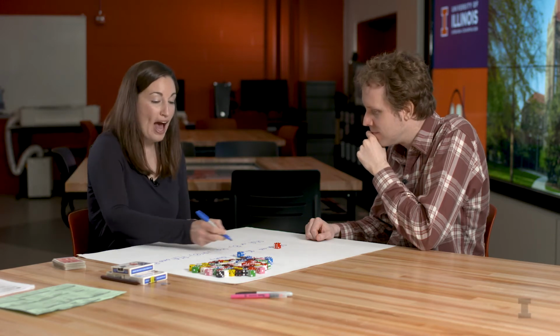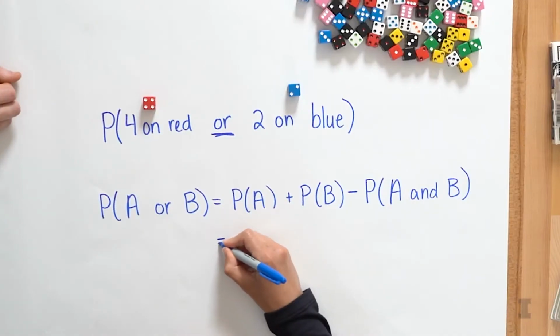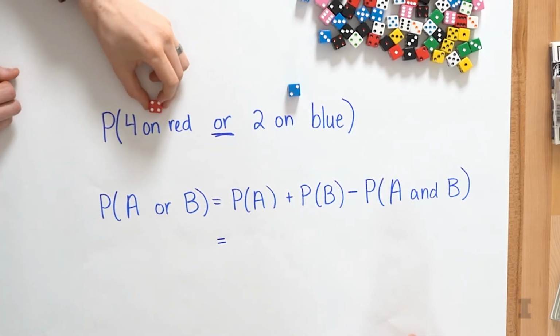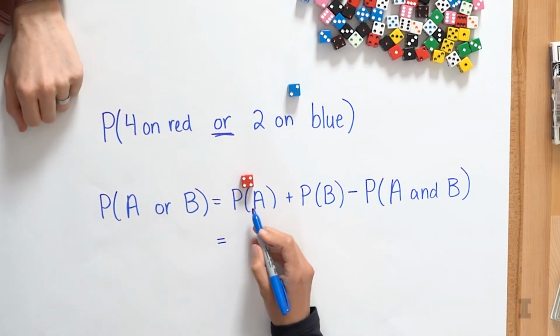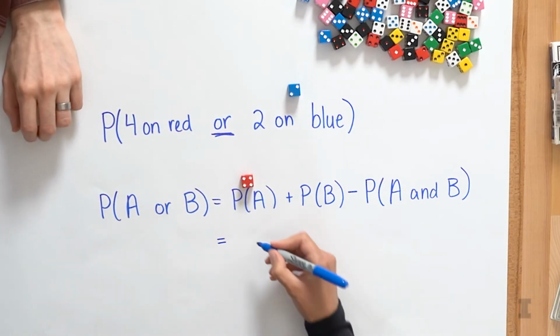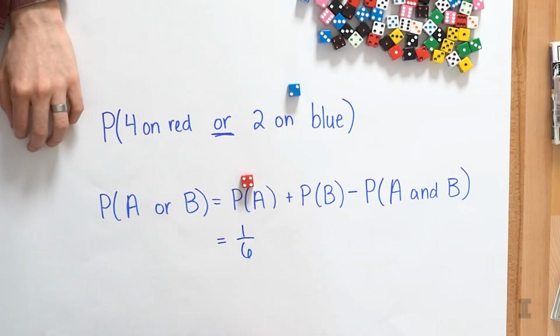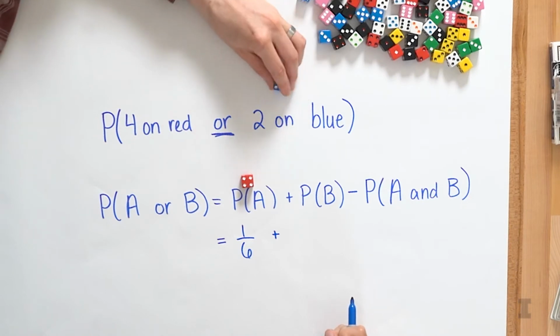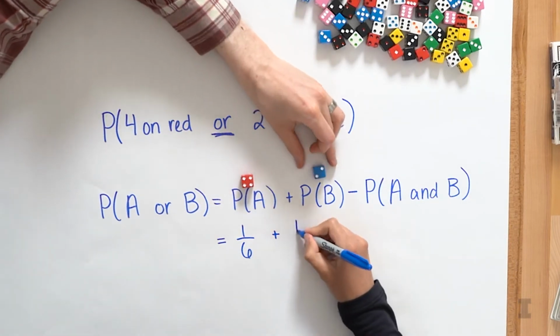So are there any other answers that we get that are super common? I think the only other one is 11/36. 11/36, okay, which is actually the right answer. So we're going to talk about how to do that. If I was trying to figure this out, let's say event A is getting a 4 on the red and event B is getting a 2 on the blue. So what's the probability of getting a 4 on the red? It's 1 out of 6, a six-sided die. Perfect. Plus, what's the probability of getting a 2 on the blue? Another six-sided die, so another 1/6.